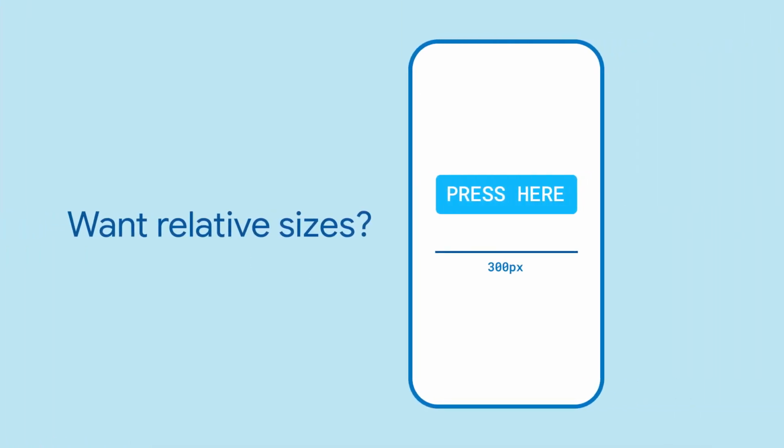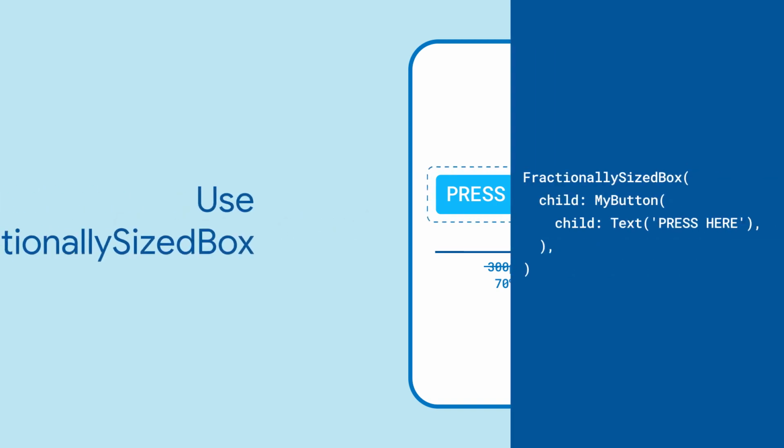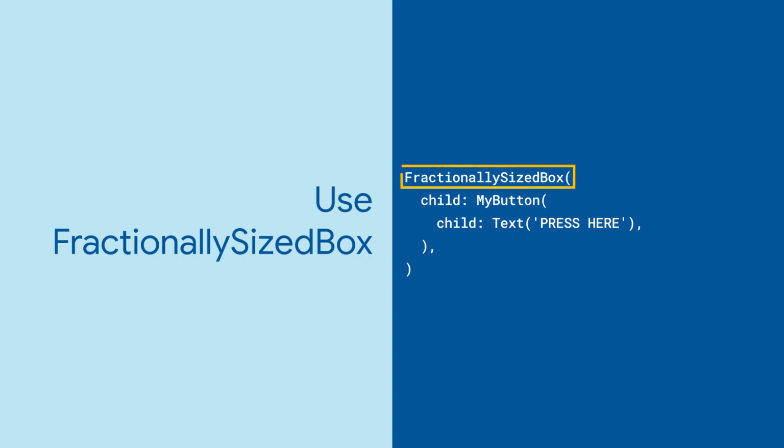Sometimes your design calls for dimensions that are relative. For example, a button should take 70% of the app's width, or a margin should take 10% of a widget. FractionallySizedBox can do just that.